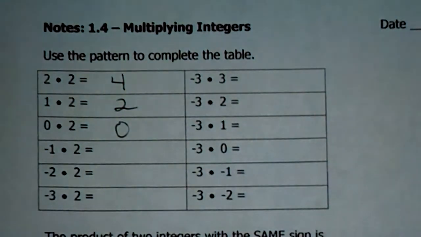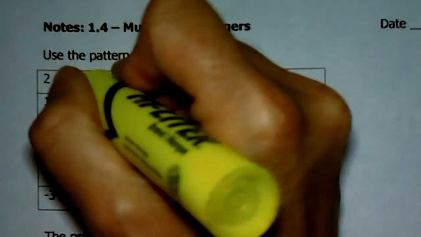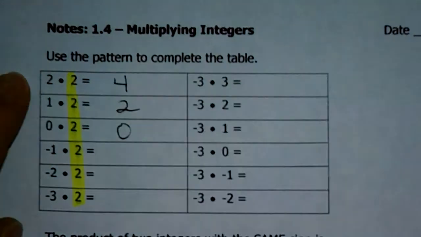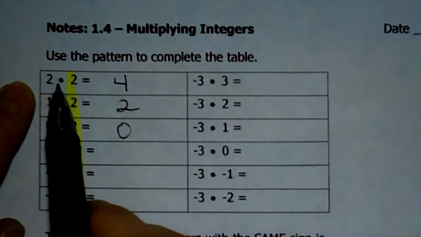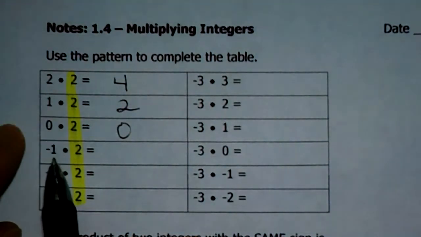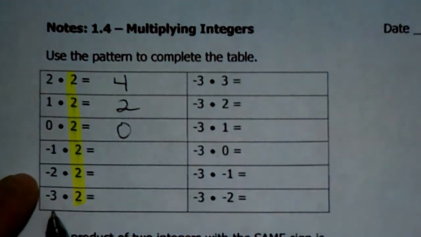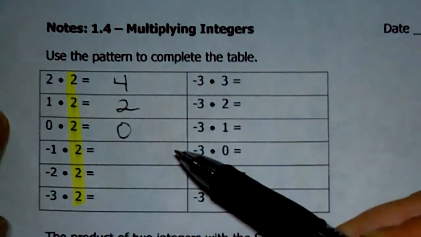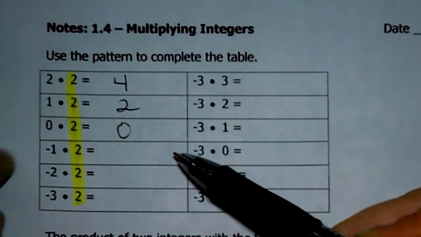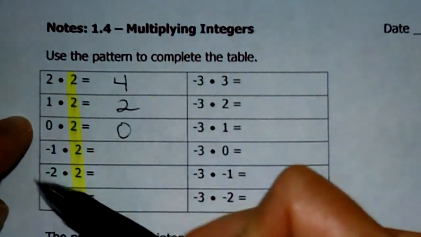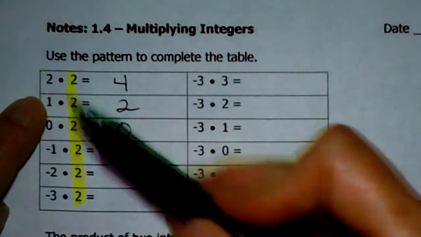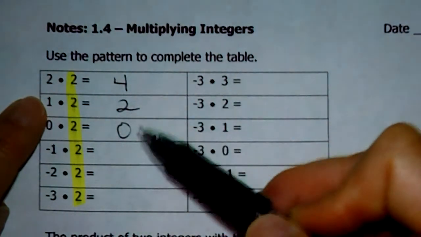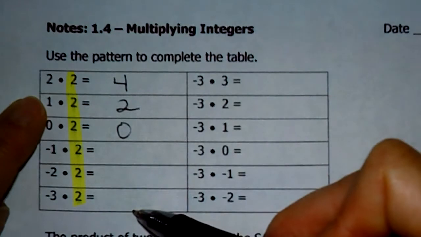First off, I'm hoping that you're seeing that in every single one of these, we're multiplying by 2, right? What's going on with the number that you start with, though? I go from 2 to 1 to 0 to -1 to -2, -3. Are you seeing that this digit goes down by 1 every single time? So this is going down by 1 every single time, and I'm multiplying them all by 2. All I really need to do is continue the pattern in my answer to figure out these three.